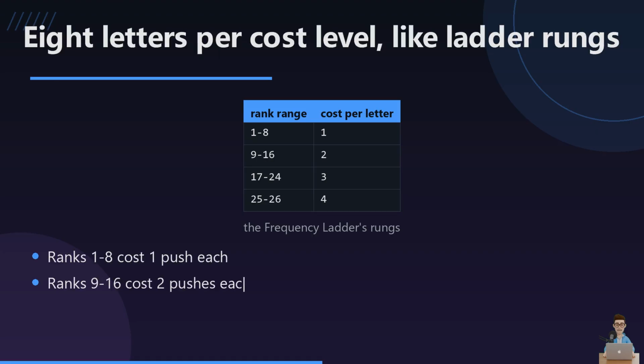Let's make the frequency ladder idea really concrete. Once we've sorted letters from most frequent to least frequent, give each letter a rank. The first most frequent letter is rank 1, the 2nd is rank 2, and so on. Ranks 1 through 8 each cost 1 press, because that's the first round through our 8 keys. Ranks 9 through 16 each cost 2 presses. That's the second round. Ranks 17 through 24 cost 3 presses. And since English has only 26 letters, at most ranks 25 and 26 exist and they cost 4 presses. So the pattern is, every block of 8 letters costs 1 more.